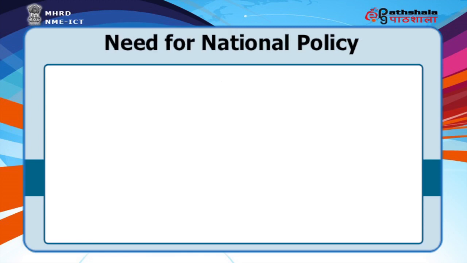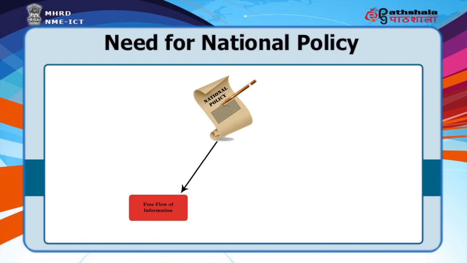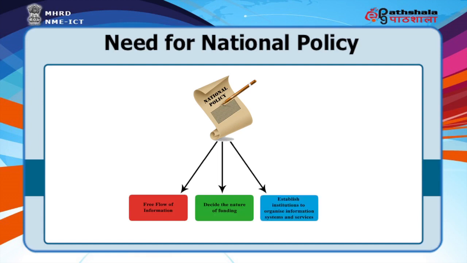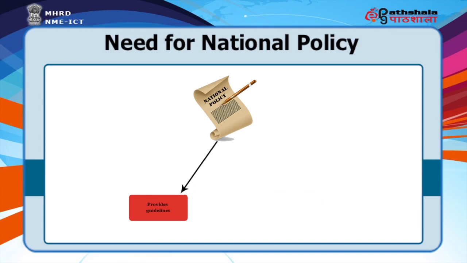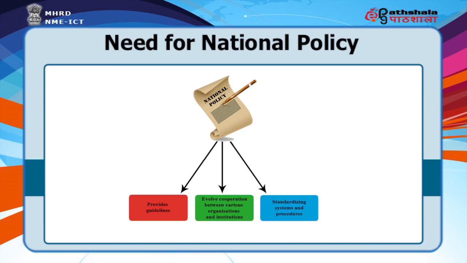Need for a policy. Such a definitive policy will guide the government to evolve systems for free flow of information, decide the nature of funding, and establish institutions to organize information systems and services. Policy provides guidelines and helps evolve cooperation and coordination among numerous organizations and institutions engaged in information activities. A policy also helps in standardizing systems and procedures.